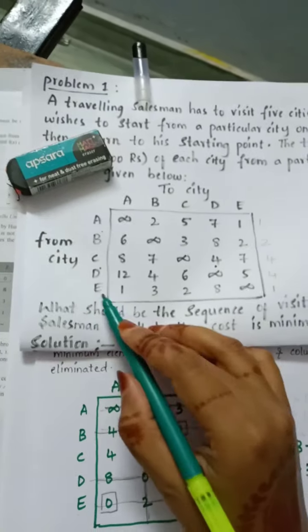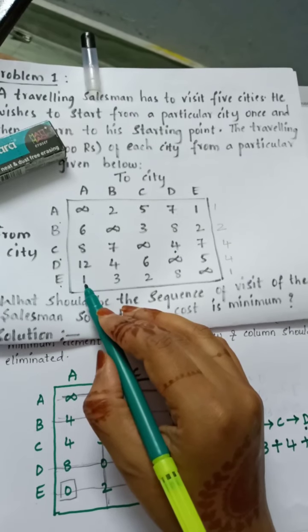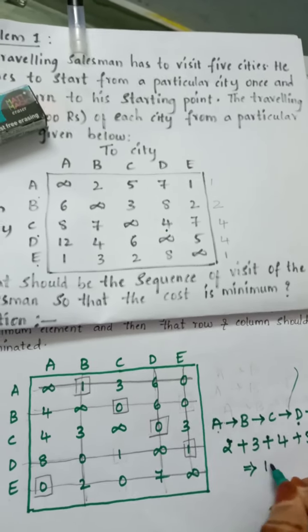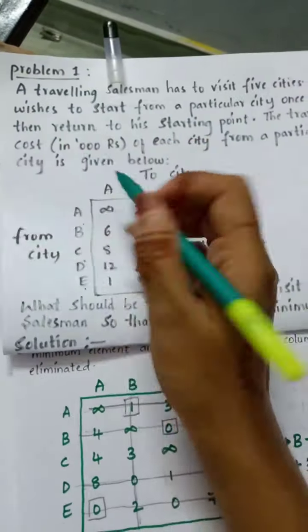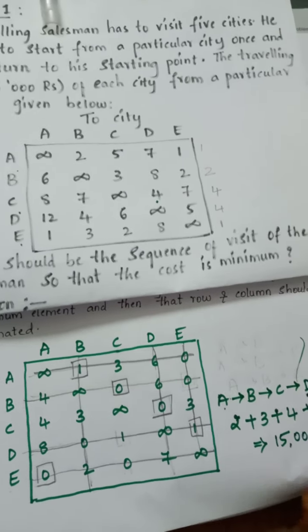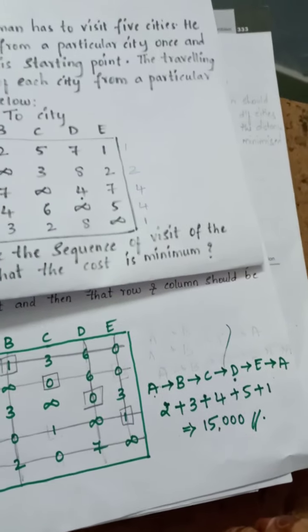Plus, from E he is returning to the home city, that is to A, the cost is 1. So the total is 15. Since the question is given in 1000 students, the total cost is 15,000 rupees. Okay, so this is the optimal solution.